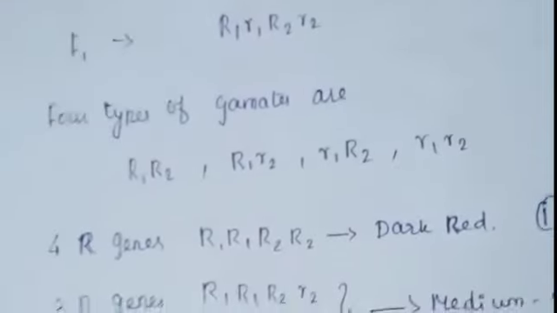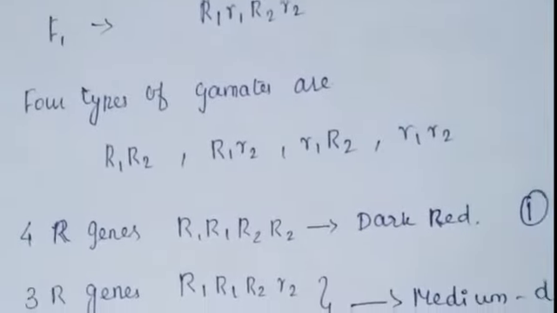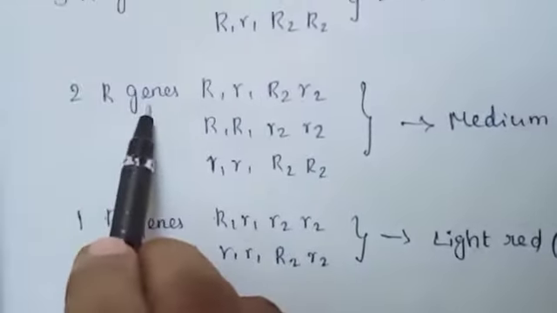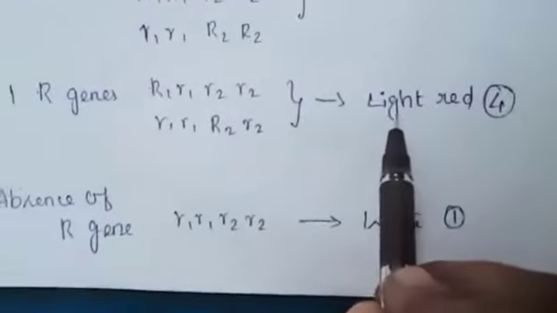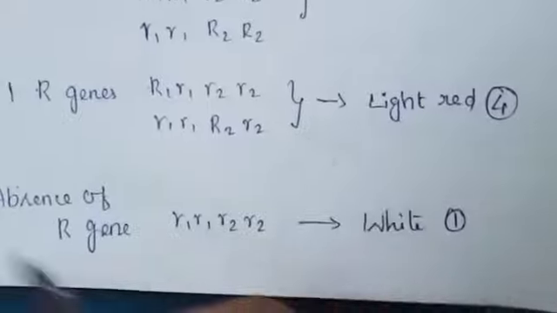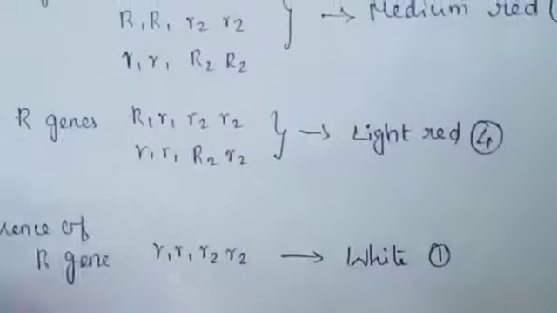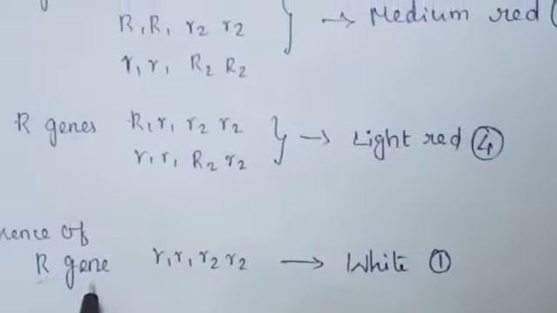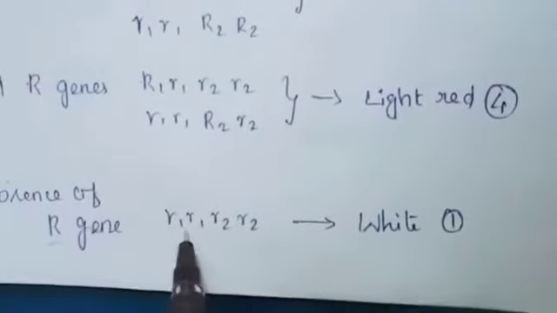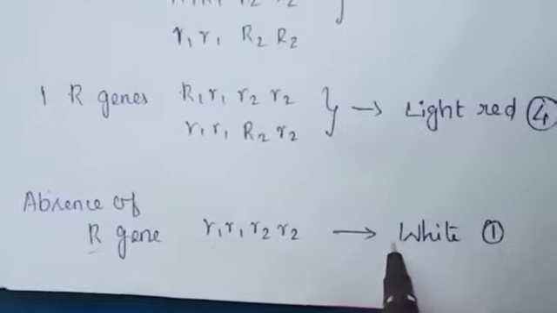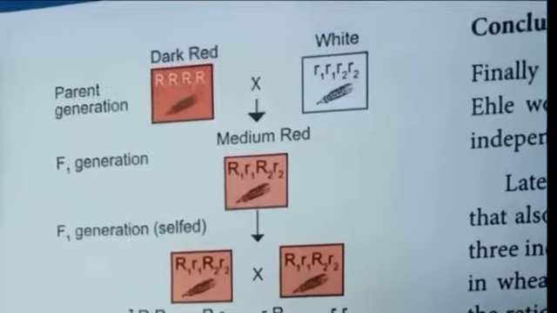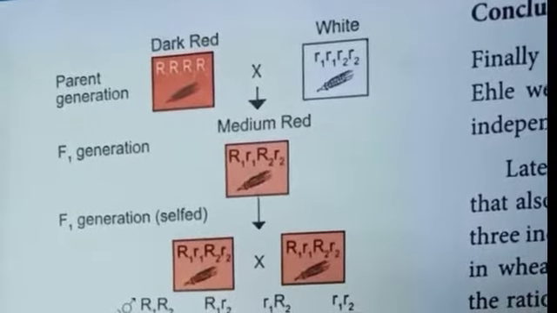Okay. So, 3 R genes, medium dark red. 2 R genes, medium red. 1 R gene, light red. So if there is no capital R gene, absence of R genes, small r1, small r1, small r2, small r2, white kernel color. This is the polygenic inheritance in wheat kernel color.